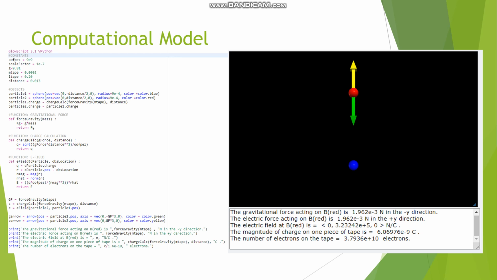Lastly, for my computational model, I organized my tape as 2 point charges, one blue and one red, the red one being the higher one that's suspended by the books. And then I have two forces shown by the 2 arrows. The yellow arrow is the electric force, while the green arrow is the gravitational force. As you can see, they are equal in magnitude, but in opposite directions. So it leads to a net force of 0.